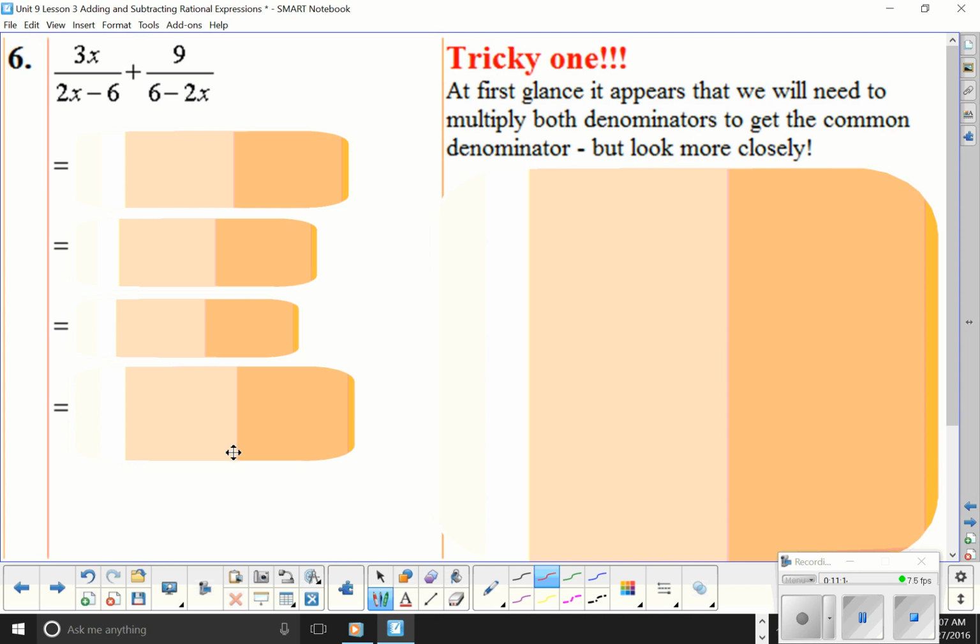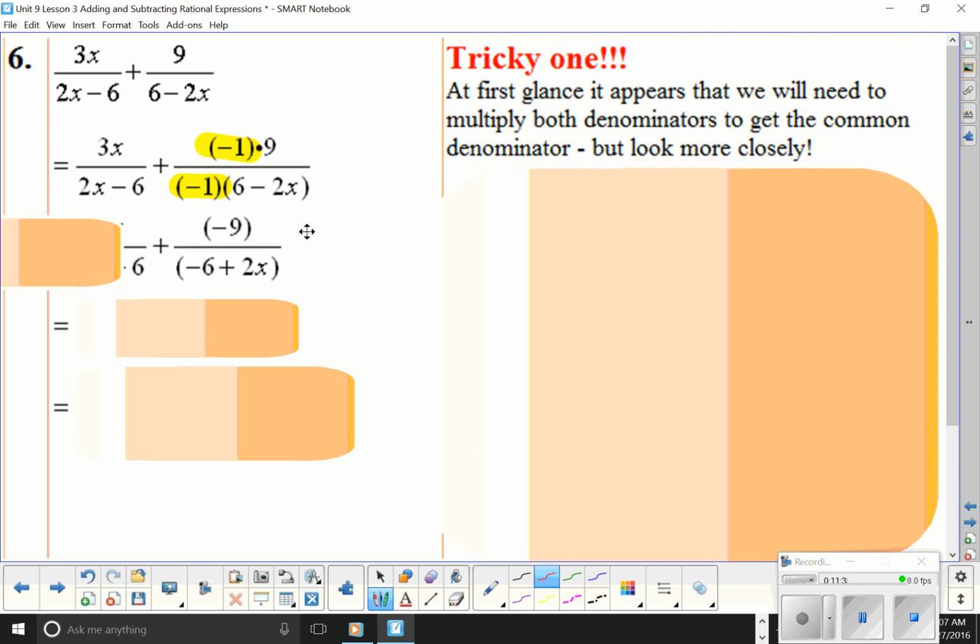Here's another one. It's a little tricky at first. At first, it appears that we're going to need to multiply both denominators to get the common denominator. But look a little closer. Did you see it? If I multiply the numerator by -1 and the denominator by -1, this guy can turn around and become 2x minus 6. See that? I distribute the -1. Now I have the same denominator. I didn't have to change much of anything other than the sign in the numerator. Beware, you will see problems like this on quizzes and tests.